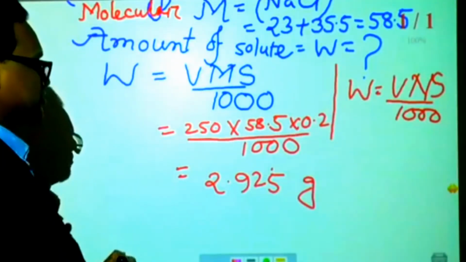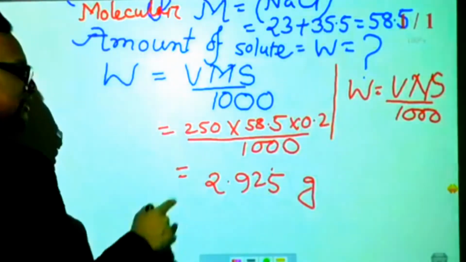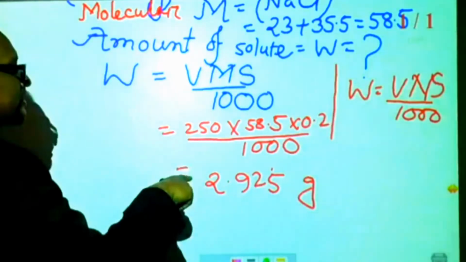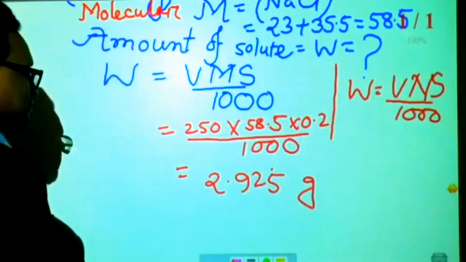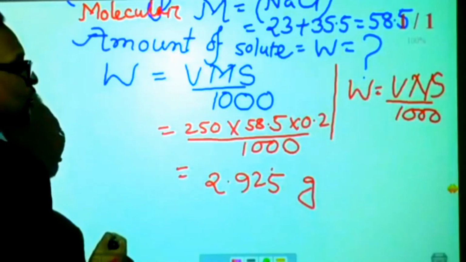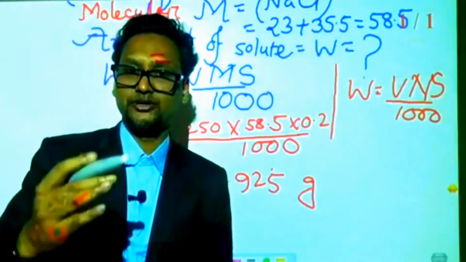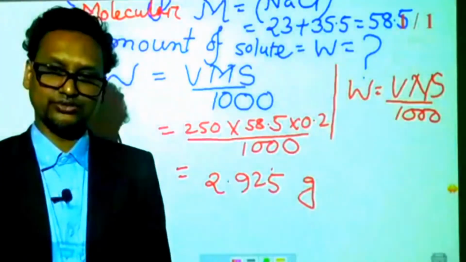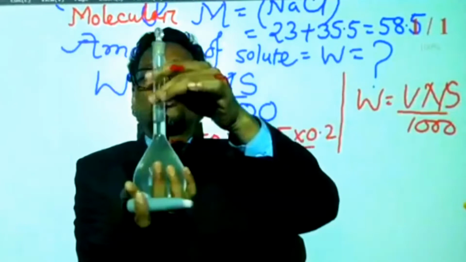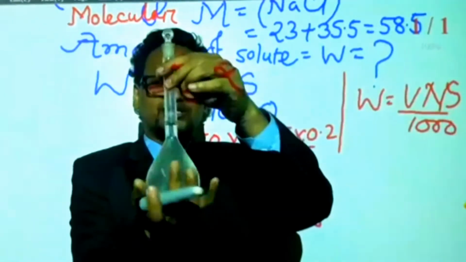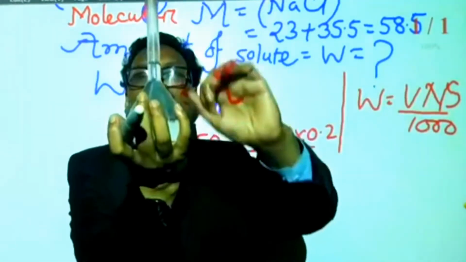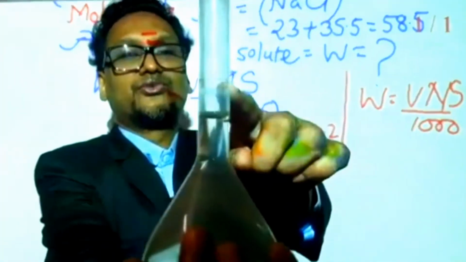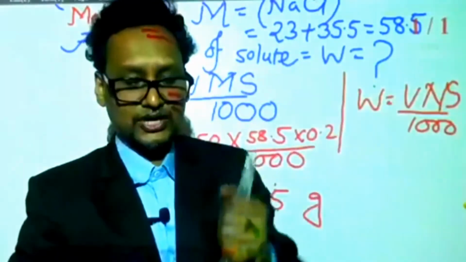So my dear students, it's the easiest way to determine the amount of solute which we will have to take in a volumetric flask to make the solution of 250 milliliter. This is the volumetric flask of 250 milliliter. Here is given the round mark. This is the volumetric flask.